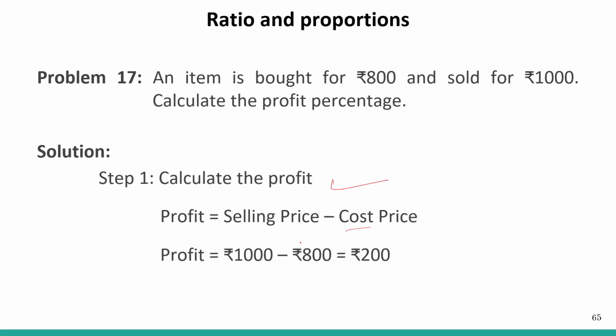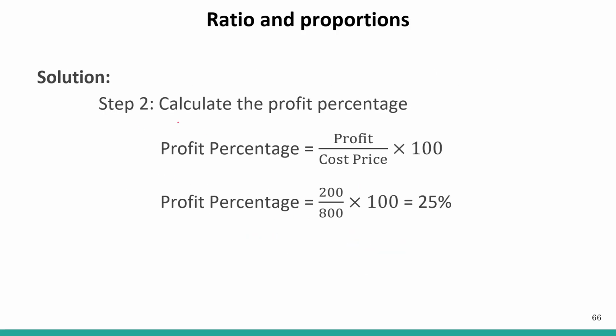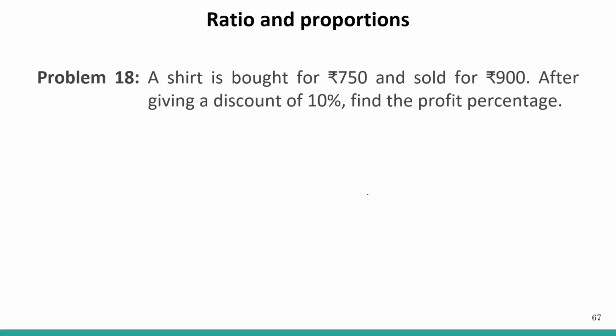So calculating the profit, we are left with 1000 minus 800, that is selling price minus cost price, which is equal to 200. Step 2 is calculating the profit percentage, and we evaluated it by the formula profit by cost price into 100. So 200 by 800 into 100 is equal to 25%. So let's see problem number 18.